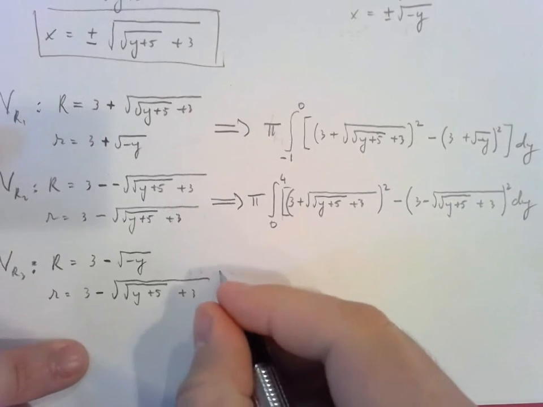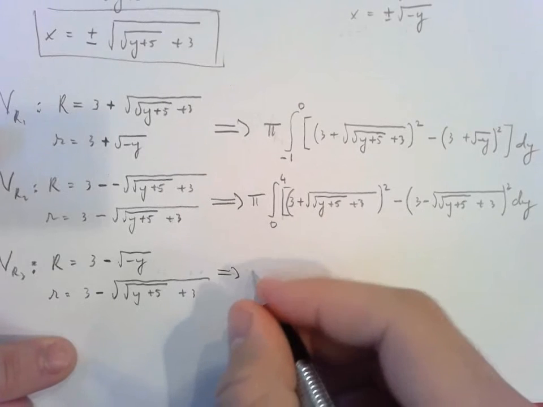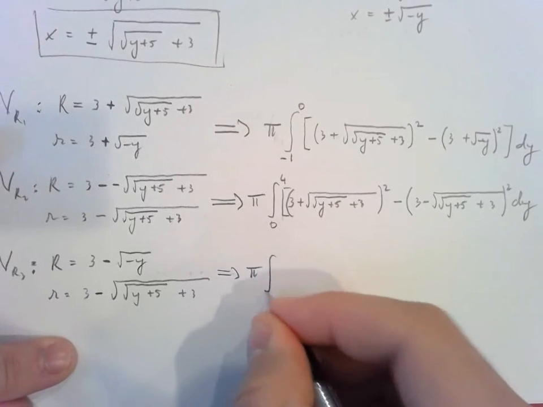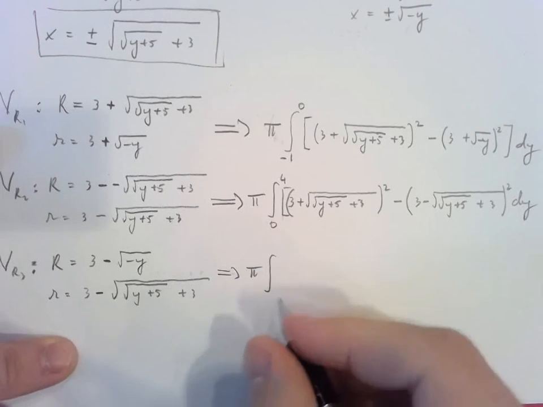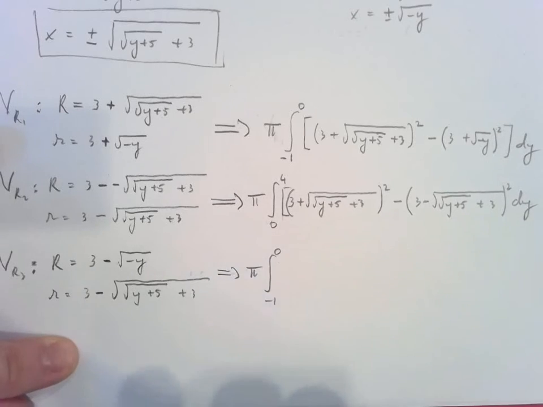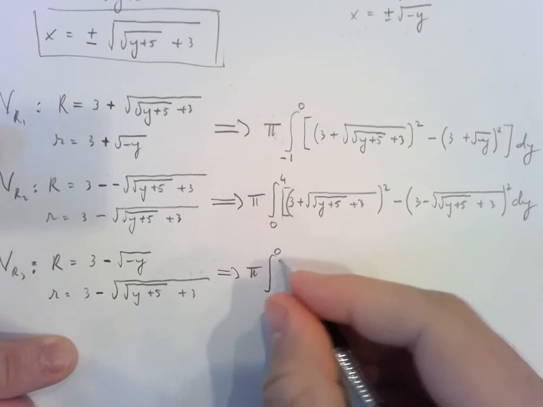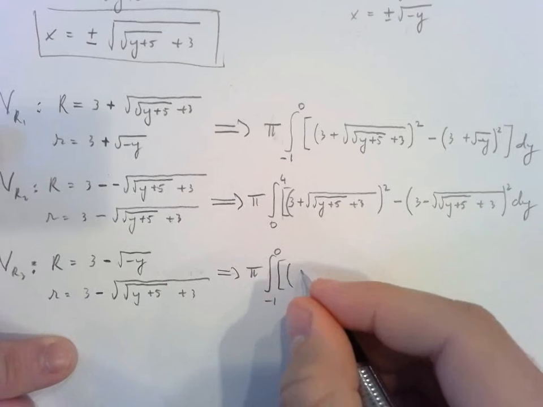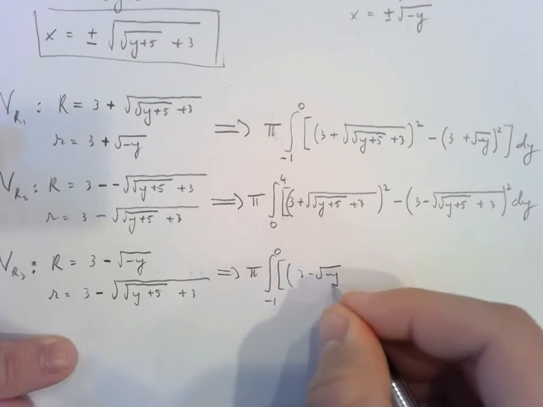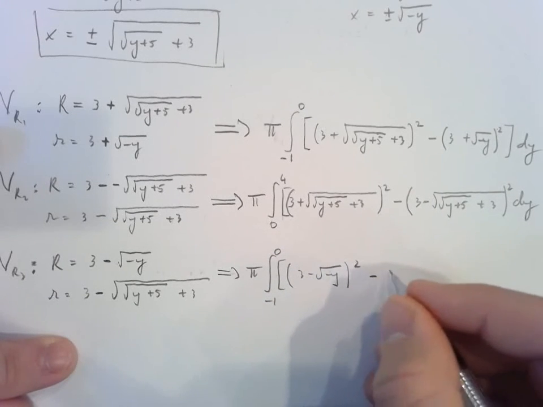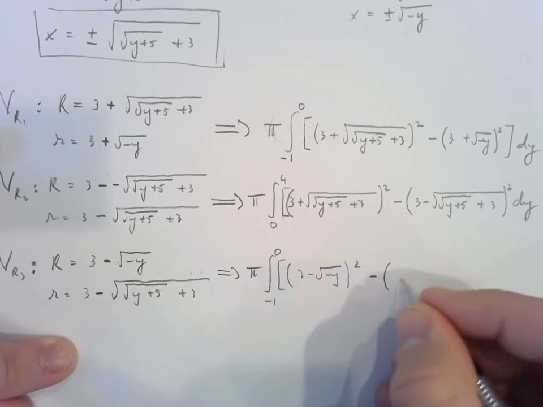And of course I still need to do the integral for the third region, so that's pi, and again now we go from -1 to 0 in the y direction, big radius squared minus little radius squared.